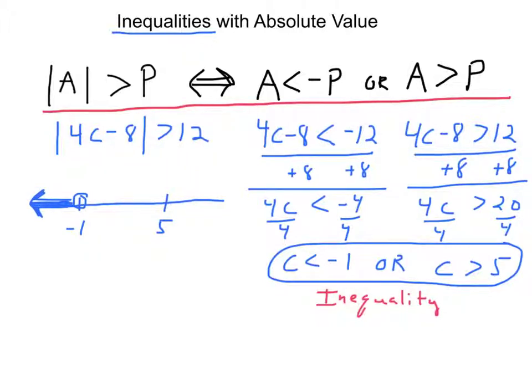And you also want to include all numbers greater than 5. Again, that doesn't include 5, so you'd have a circle and shade to the right, because greater means to the right, and you'd put an arrow there. And that would be your graph.